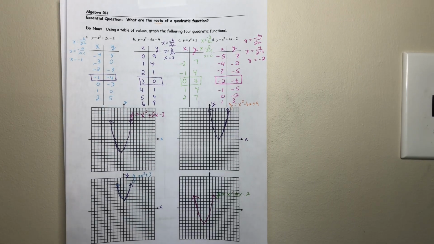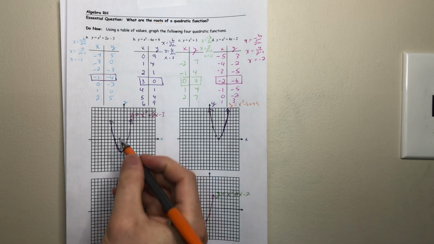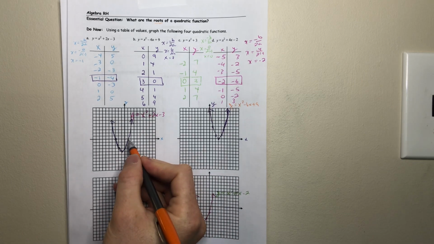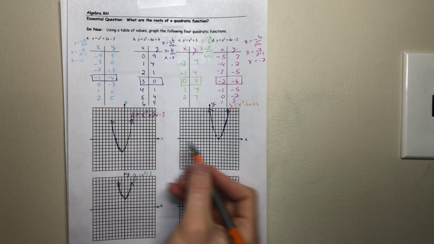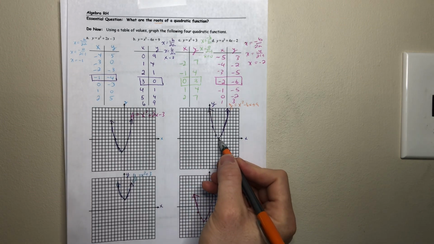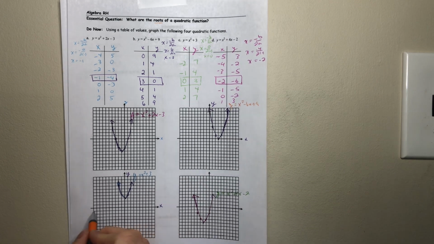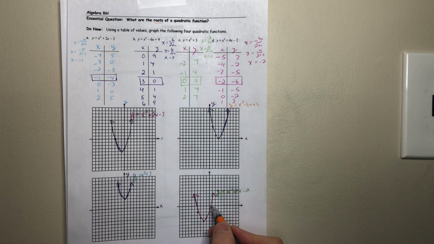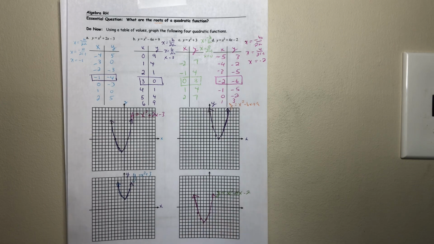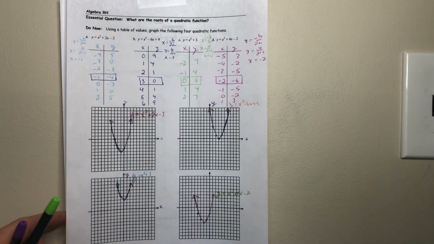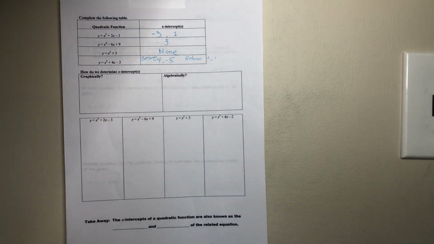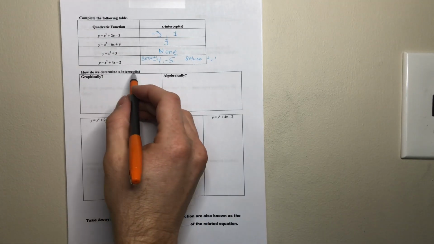All right, so here's what we notice. We notice that the roots could be nice integer locations at two different spots, but it could also be a single location. It could actually be no locations at all, or it could be decimal locations, possibly even irrational locations. So there are two ways that we are going to determine the x-intercepts.